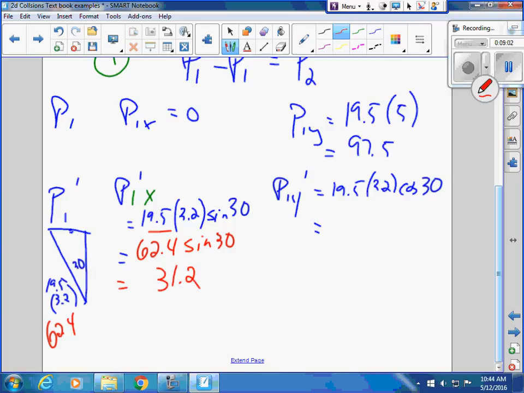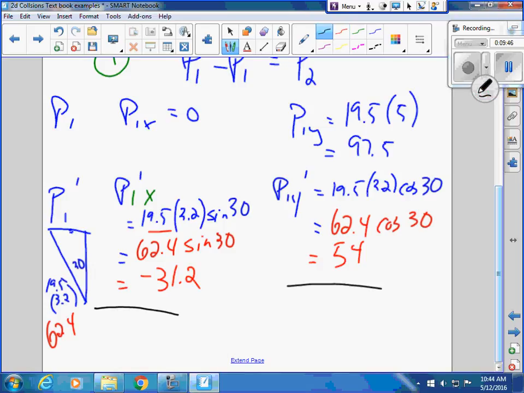31.2. Now you should note, Nate, stay with me here. You should note that the x is to the left, and so that is actually negative. As I just finished saying, it was to the left. See, that's that whole part about the listening, Nate. 62.4, this is going to be cosine 30. Up, so positive, right?